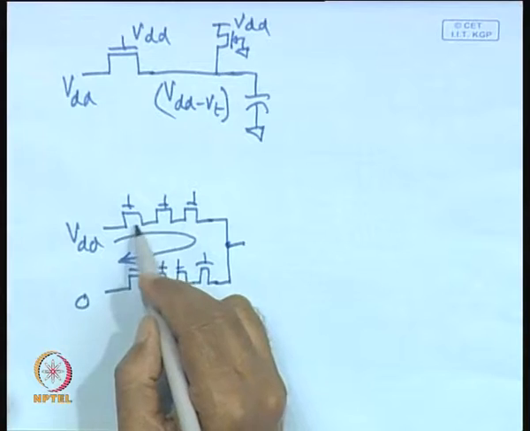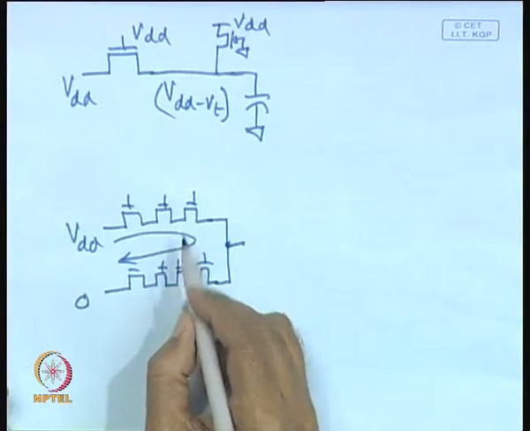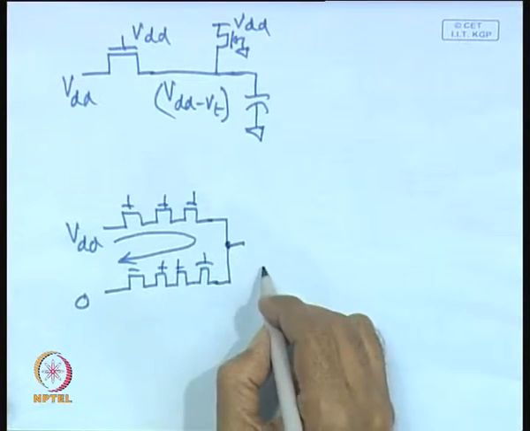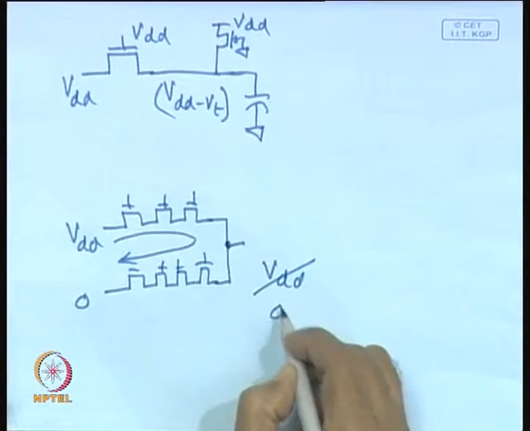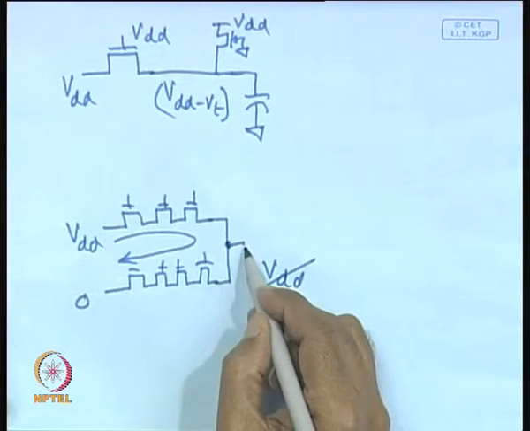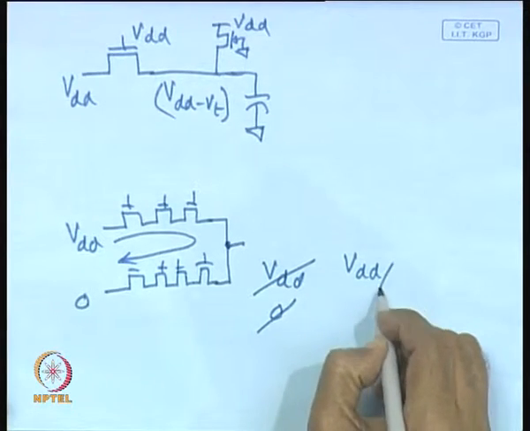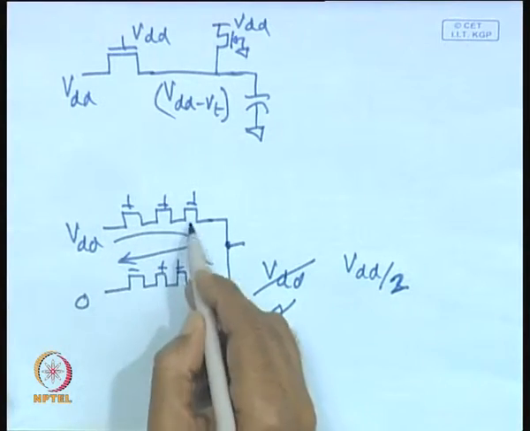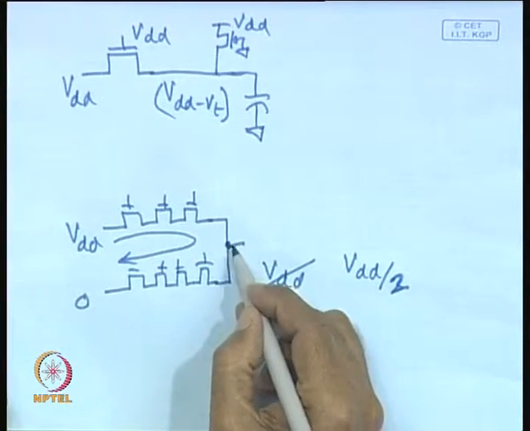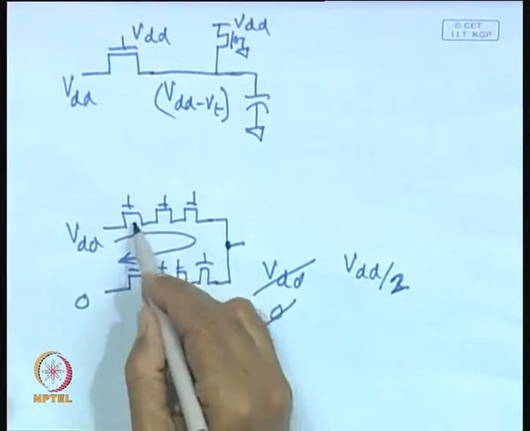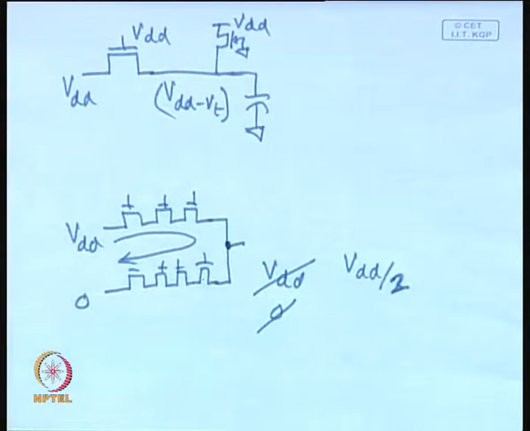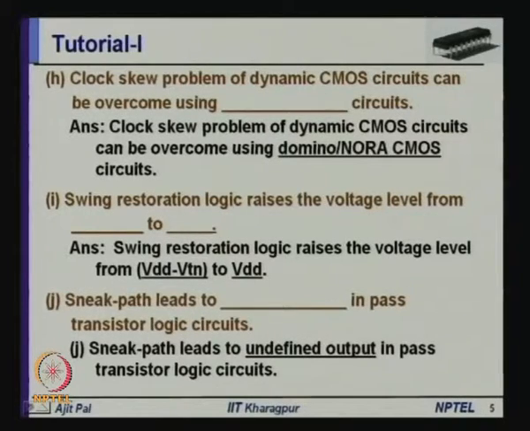on resistance of these NMOS transistors and the on resistance of these transistors. As a result, you will neither get VDD nor get 0. So, something in between, it may be VDD by 3, 2 or something, if the resistance is equal you will get VDD by 2 or something else, that will depend on the number of transistors in series in this part and this part. So, it again leads to undefined output in pass transistor logic circuits.